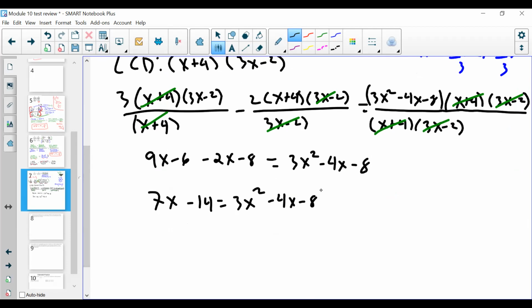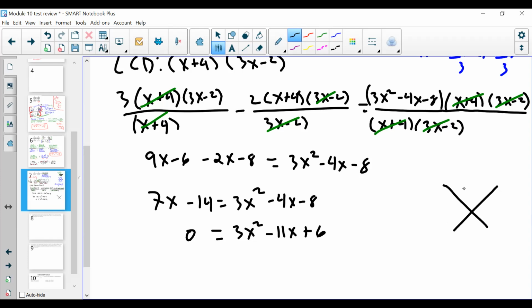We can start adding like terms, so move everything over to the other side. 0 will equal 3x squared minus 11x. Add the 14 over to give you a positive 6. So now you can solve this out any way you want to. Quadratic formula, complete the square, factor it, I don't care. Just solve it out somehow.